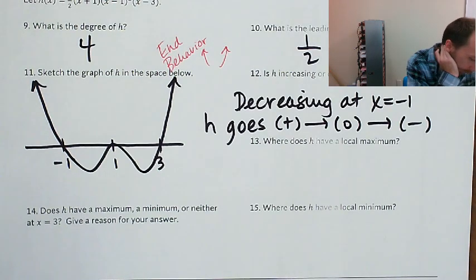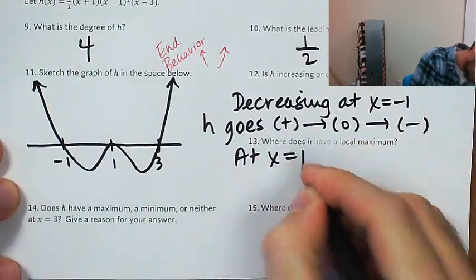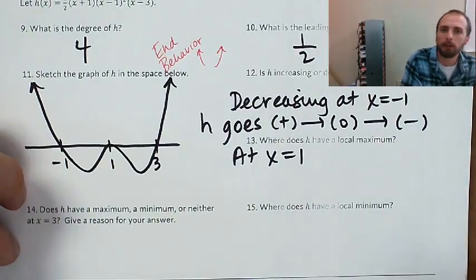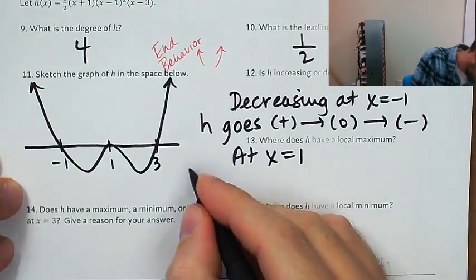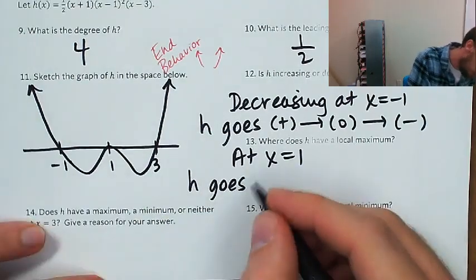All right, and where does h have a local maximum? Okay, that's at x equals 1. And if I had to give a reason for that, I'd go back to the definition of maximum and minimum, and I'd say because h goes from increasing to decreasing.